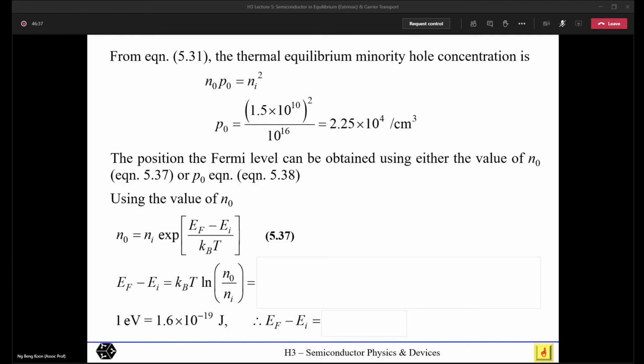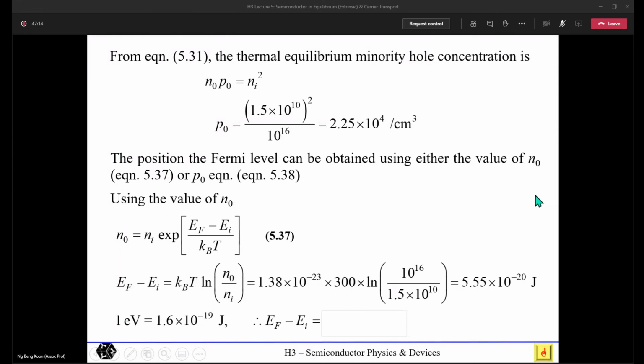So with the value of N naught and P naught, we can then use either the N naught or P naught expression, it doesn't matter which one you use, to work out the position of the Fermi level. In this case, we have chosen to use the N naught expression related to Ni, because we know what Ni is. The effective mass in the conduction band is not given, so we use the Ni expression. If you rearrange this with EF minus EI on the left, then you can substitute in the values that you have calculated to find out the position of the Fermi level.